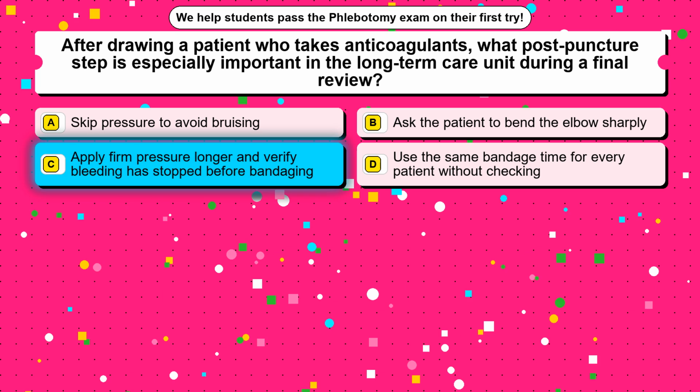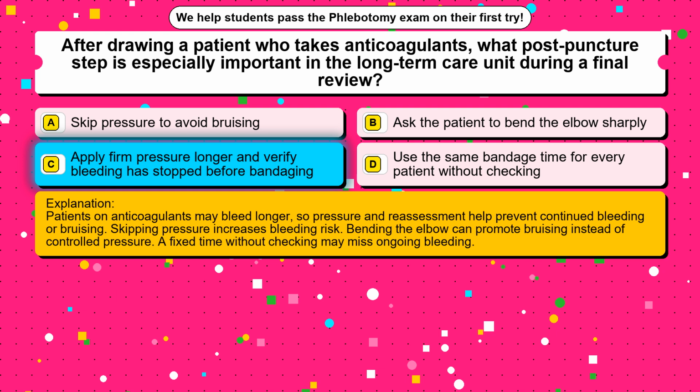The correct answer is option C. Apply firm pressure longer and verify bleeding has stopped before bandaging. Patients on anticoagulants may bleed longer, so pressure and reassessment help prevent continued bleeding or bruising. Skipping pressure increases bleeding risk. Bending the elbow can promote bruising instead of controlled pressure. A fixed time without checking may miss ongoing bleeding.